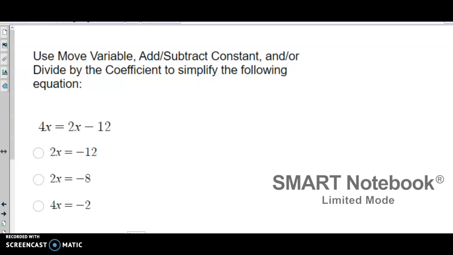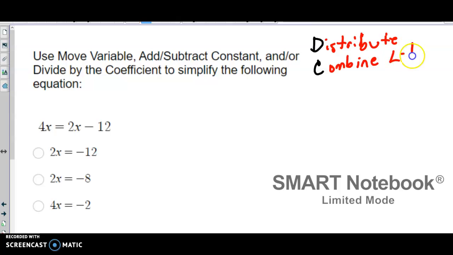Okay, in today's lesson, we're going to talk about the last three steps of the Don't Call Me After Dark. Last week, we started off with the don't, which was distribute, and the call. And then combine like terms.